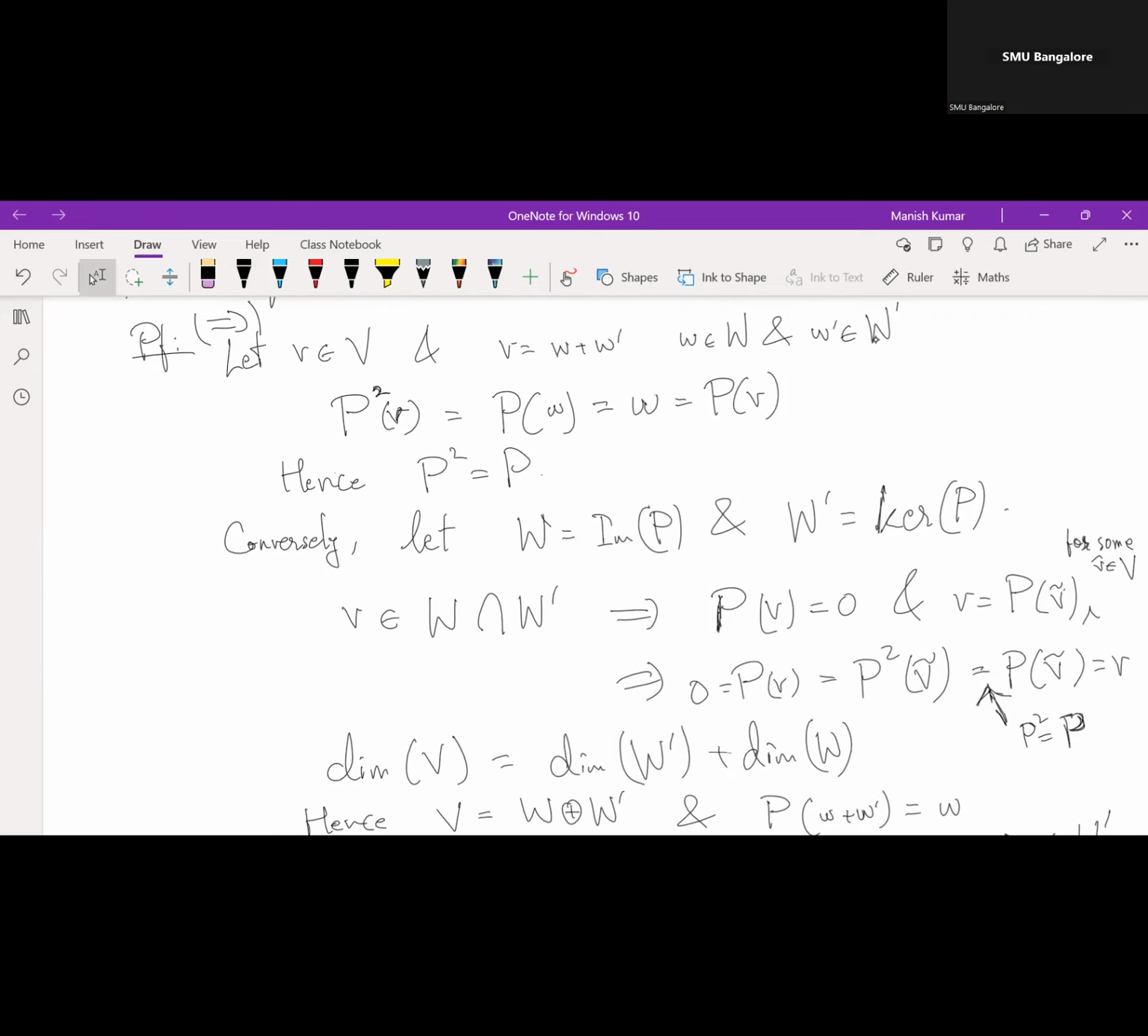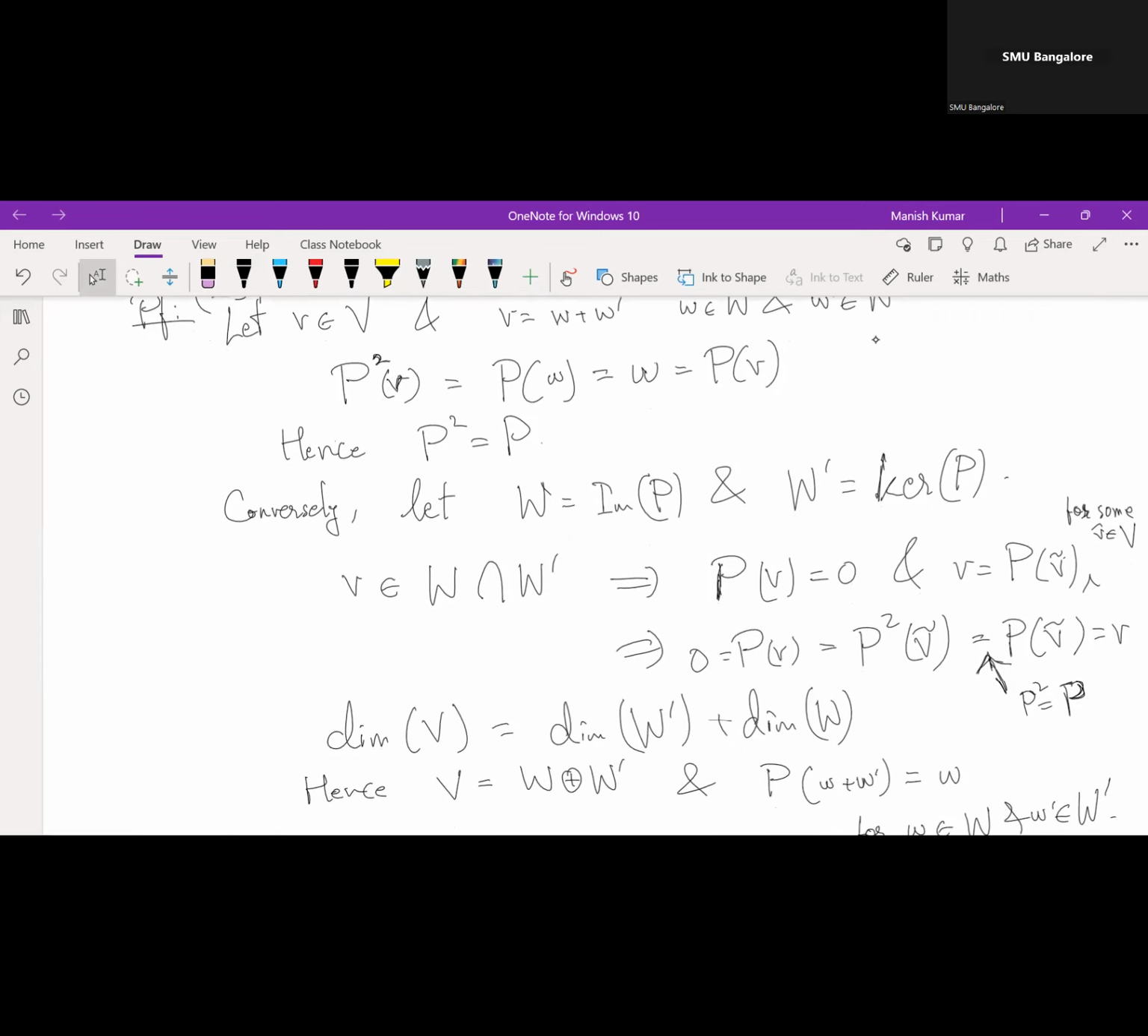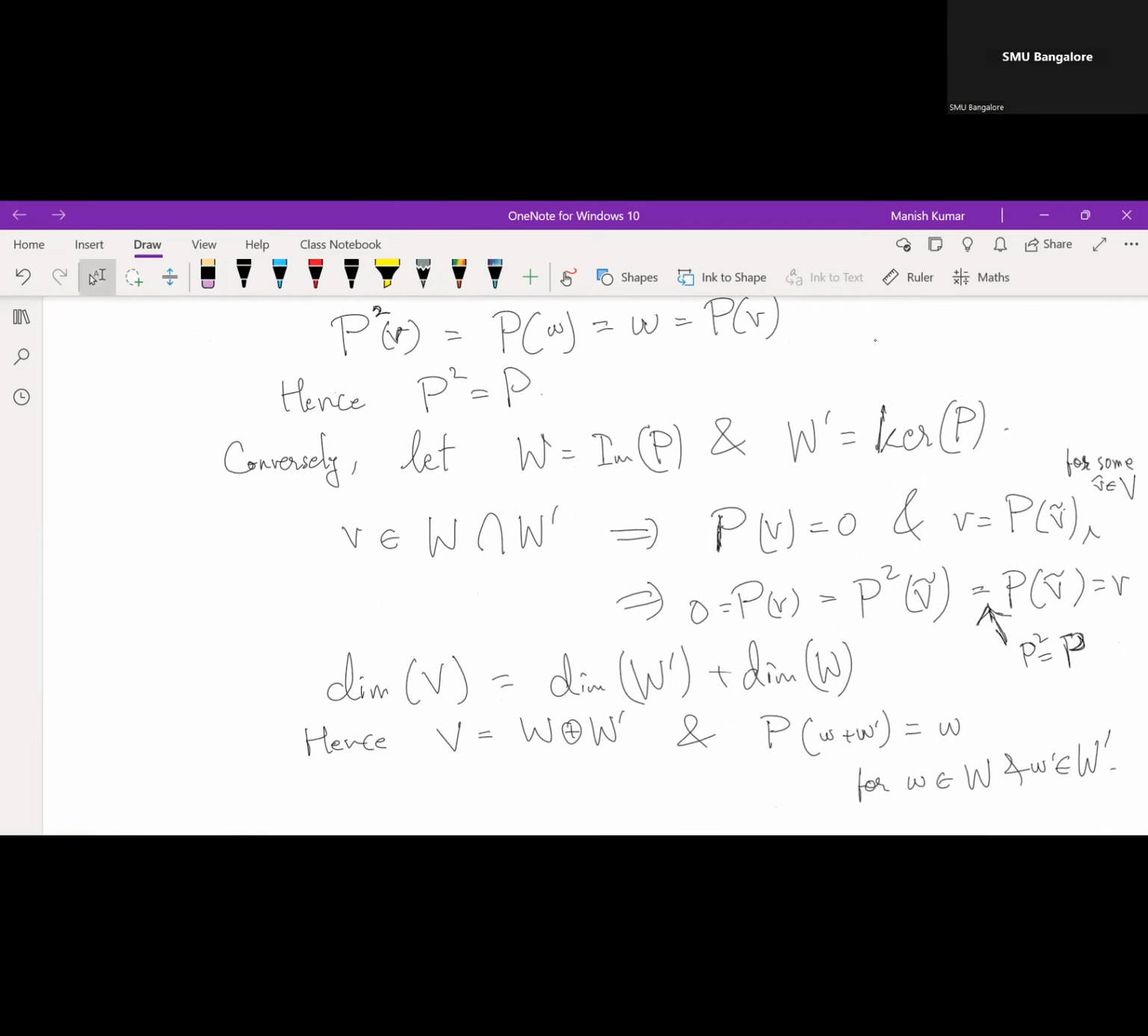Okay, and then the point is, by the rank nullity theorem, the dimension of V is the dimension of W prime plus the dimension of W. So if you look at the internal direct sum of W and W prime, it's a subspace of V, but by dimension reason, it must be equal to V. It's an internal direct sum because their intersection is 0. Their sum is a subspace, and since the dimension matches, it has to be the whole of V. It can't be a proper subspace.